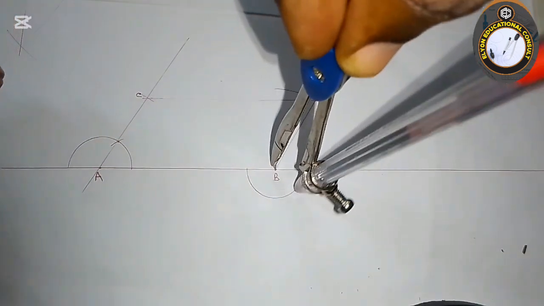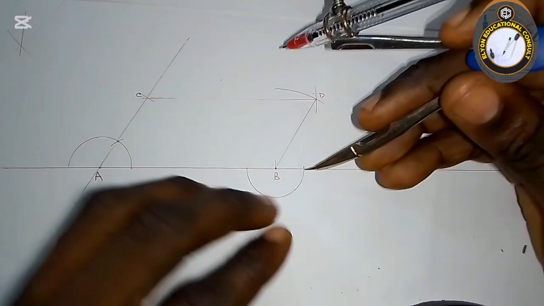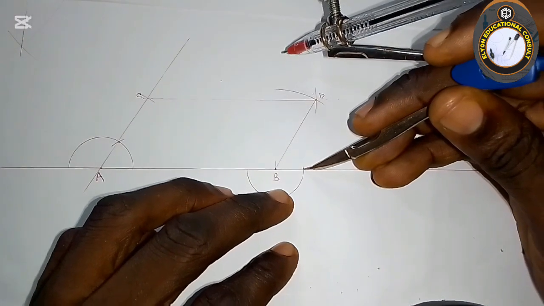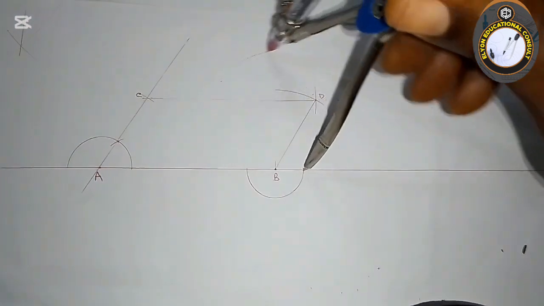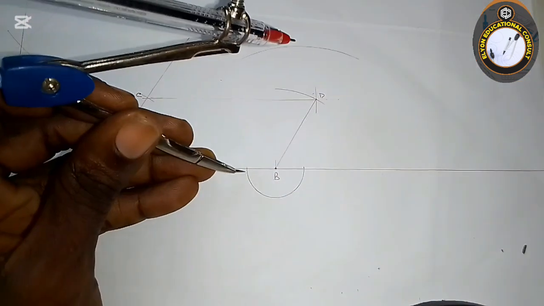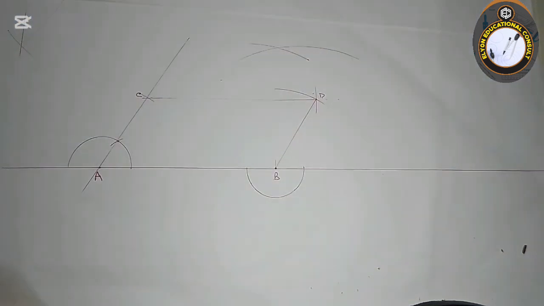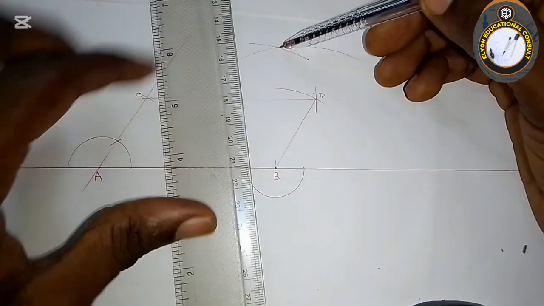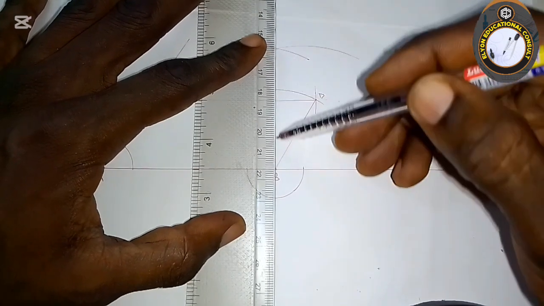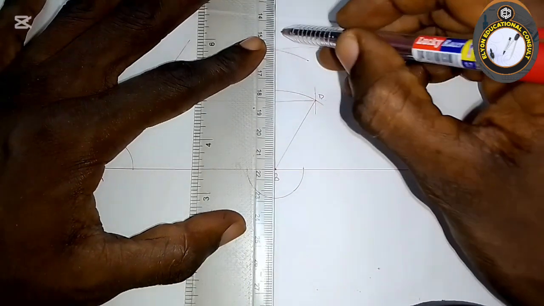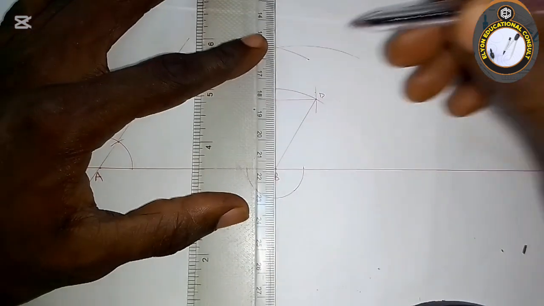So I'll make use of the 2 points there, and extend my compass to any convenient length. It's more or less like you are constructing angle 90 degrees at this point. So we have this. Take note of this point of intersection. We are going to draw a straight line from this point of intersection to this point here, B, like this with a thin line.